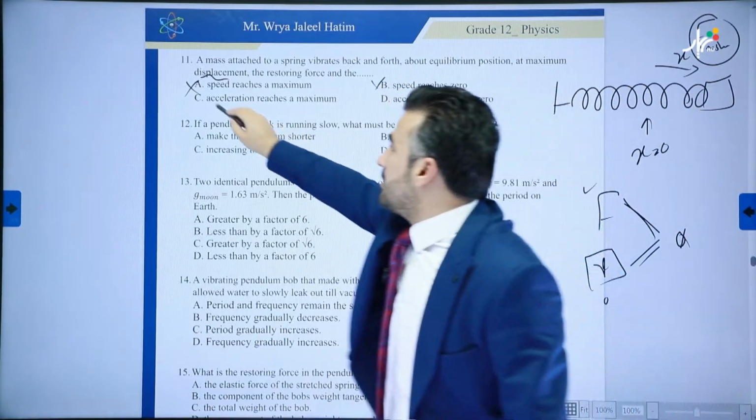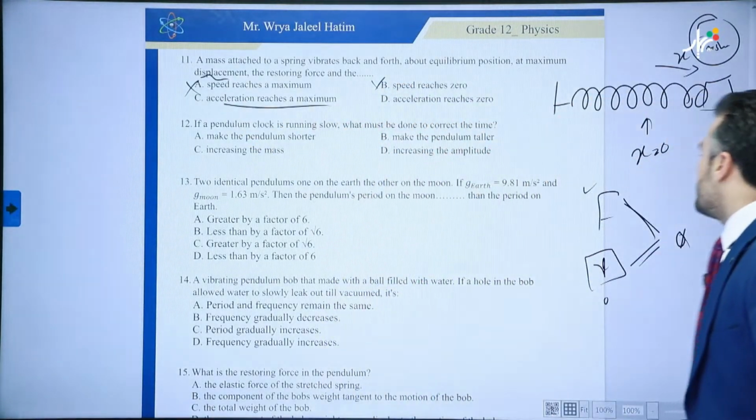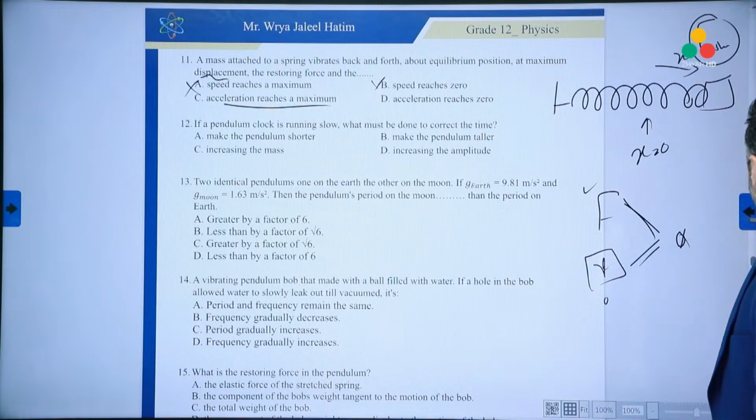It says the acceleration reaches maximum. So here, now we can add, where's this?